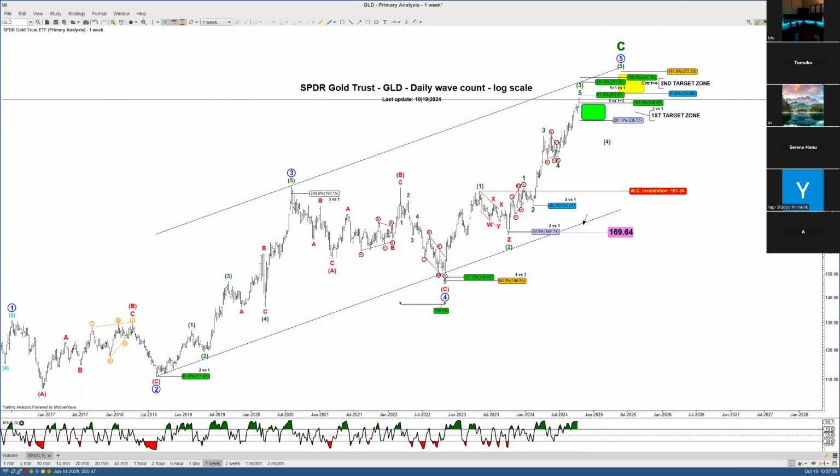So then what are we at? 251. We'll look for 253, 87, and 254. And then from here, if we clear those, 263, 267, 272. So that's all the room for now. It's plenty of room.